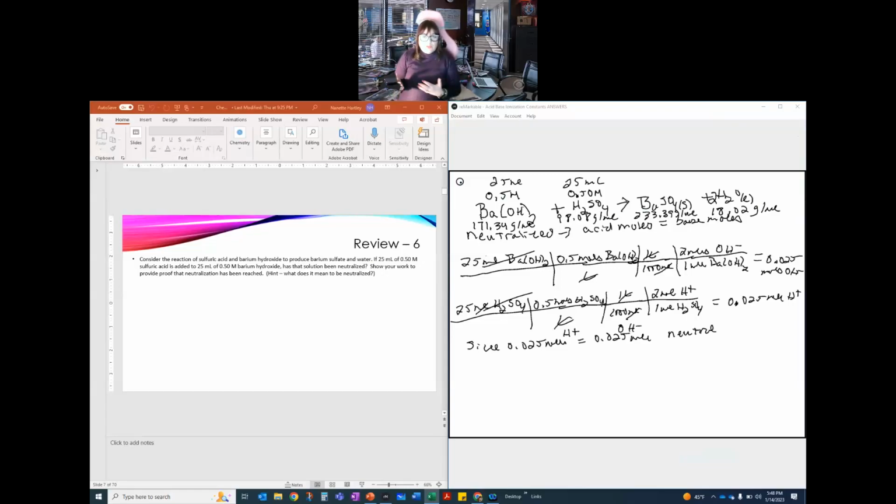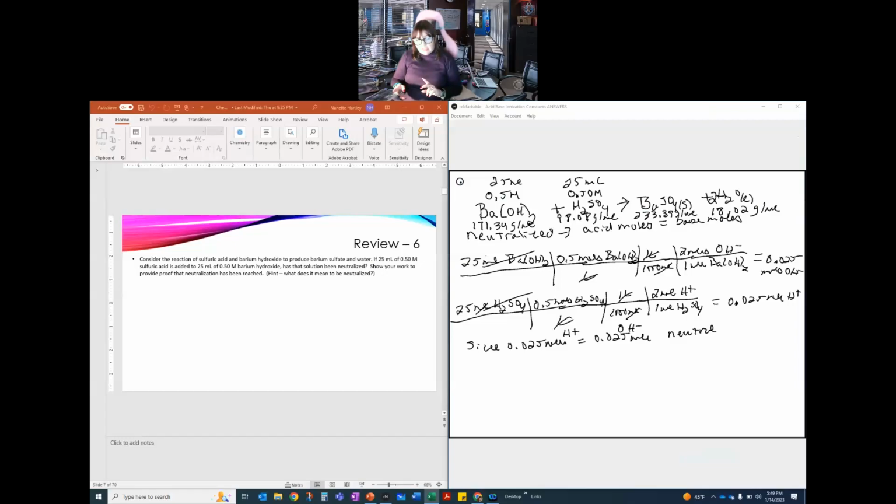Okay? So it says, show your work to provide proof. And that's what I'm looking for. I'm looking for a limiting reagent calculation. So you have to show me that neither one of these limits how much is there. Because if one of them was limited, if one was smaller than the other, then I'd still have some stuff left. And I'd have to calculate based on that. Okay, so it's important that we see what our limiting reagent is.